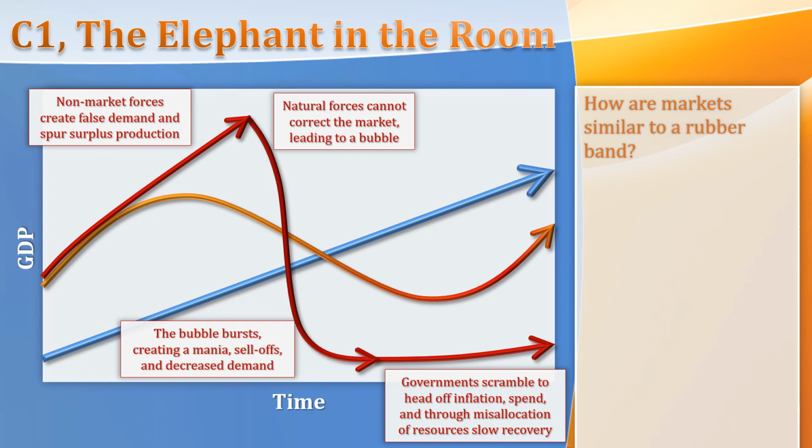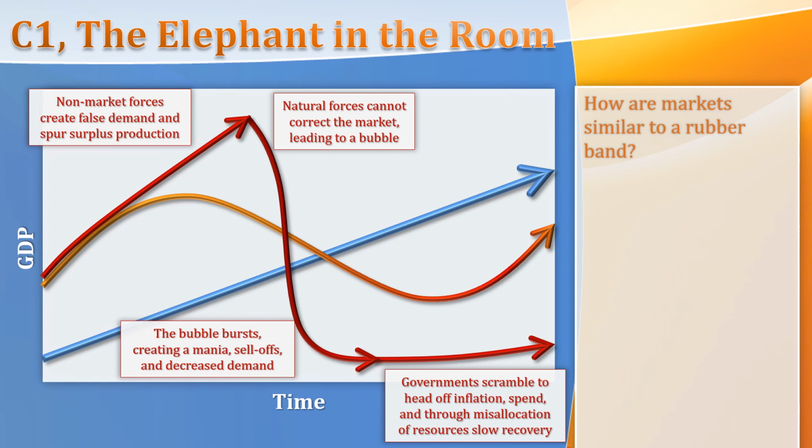So instead of the market naturally going down back towards equilibrium, the market is spurred to continue moving upwards. This is what we call our bubble. Okay? Natural forces cannot correct the market, which leads to this bubble, and then eventually the bubble has to burst. The market can't absorb any more supply for the demand that exists, and what you have is a serious drop in prices.